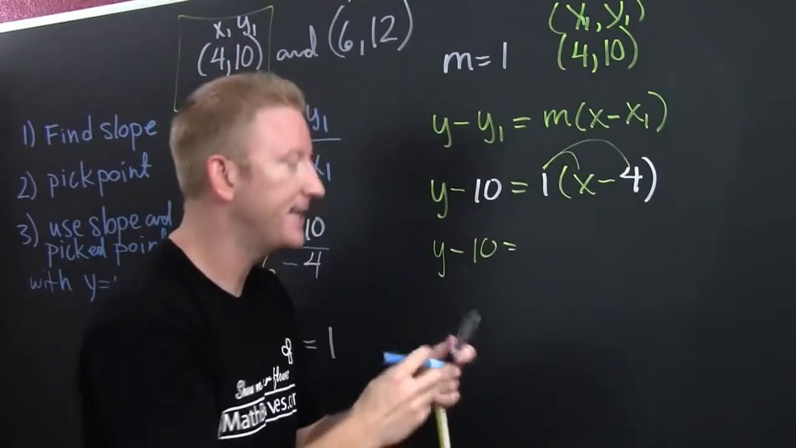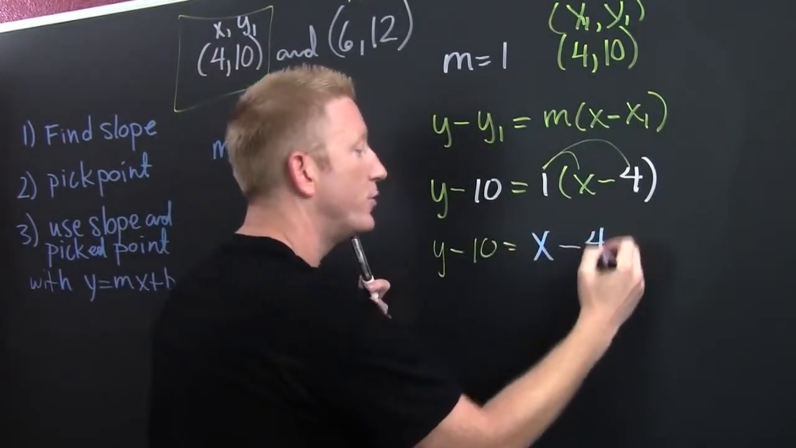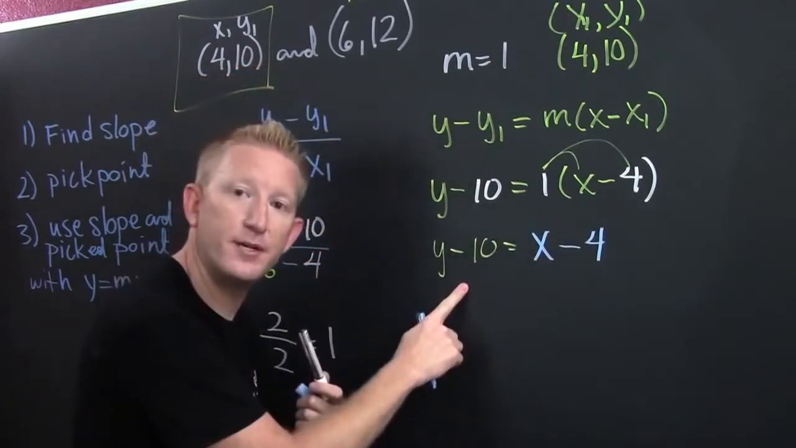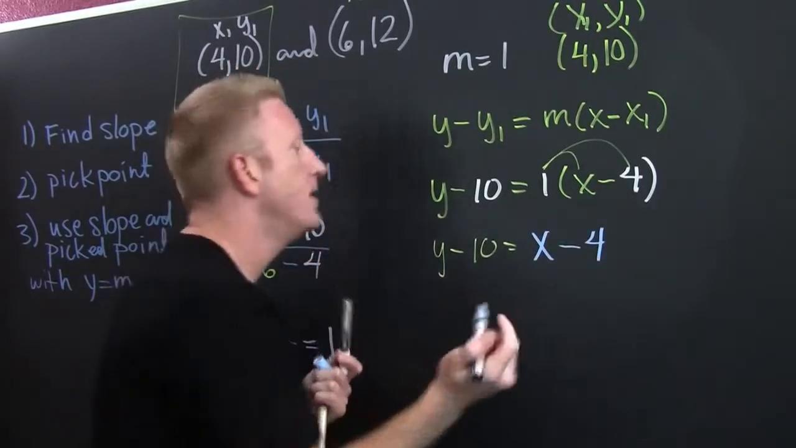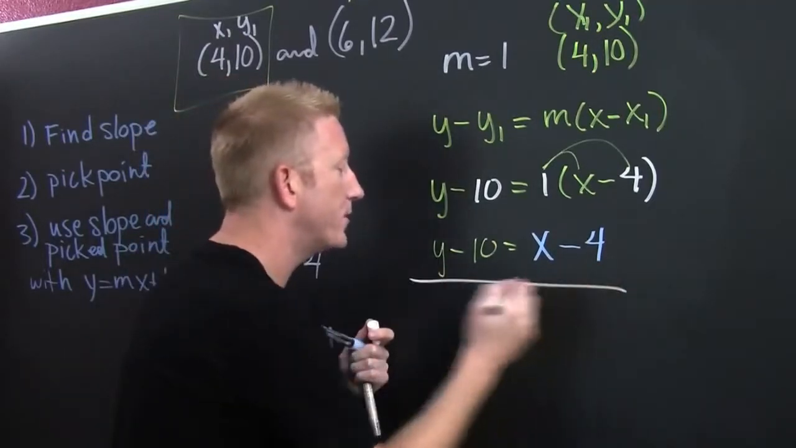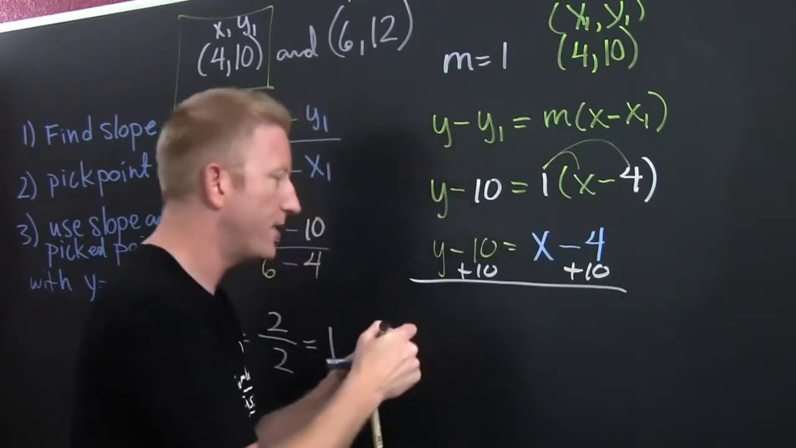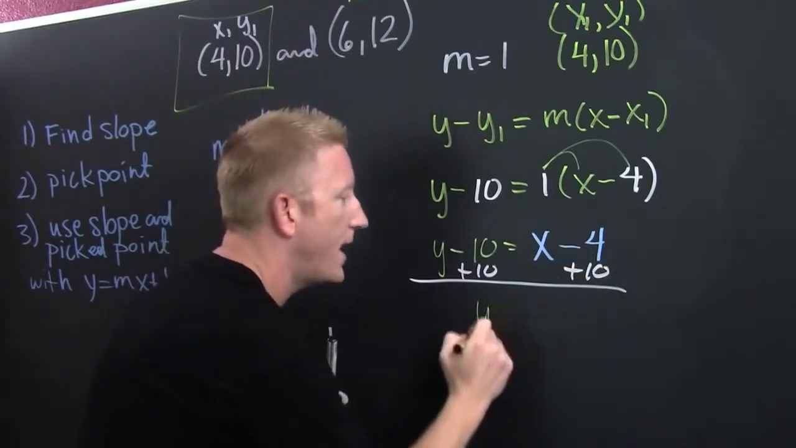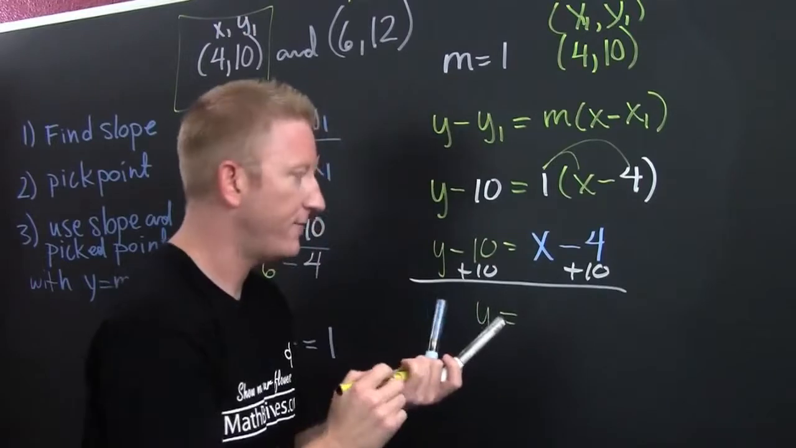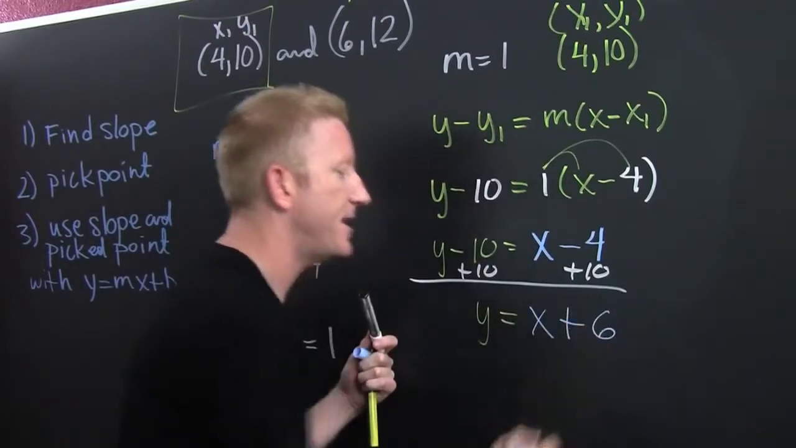Multiplying by 1 doesn't change a thing. It's the identity property. x minus 4. Now let's put it in y equals mx plus b. In order to do that, we're going to add 10 to both sides. And we're going to find that y is equal to x plus 6.